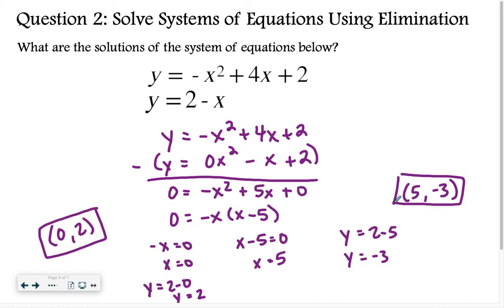All right, for this problem, hopefully your work looks a little like what I have there. And then you would have the two ordered pairs 0, 2, and then 5, negative 3. If you have questions about that, please be sure to reach out for some help. I'm happy to help you.